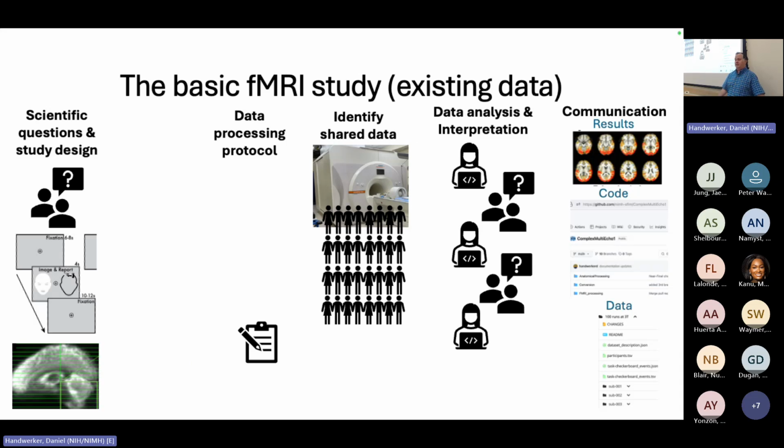Instead of piloting, the data has already been collected. So you want to decide how you're processing it and defining your protocol based on your question. And you're identifying your shared data.